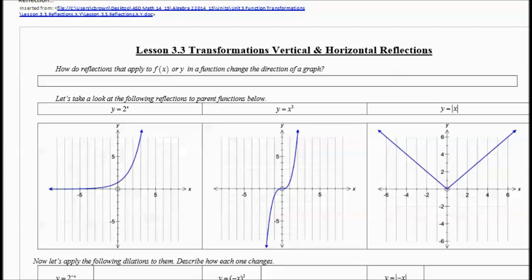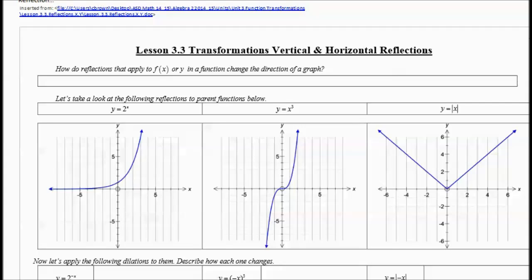So we learned that translations change the location of a graph. It moves it, shifts it, or whatever. Dilations change the size of a graph, and it expands it or contracts it, or shrinks it or compresses it, right? Or shrinks or stretches, right? So what we will learn with reflections is that it changes the direction. So it flips our graph horizontally or vertically, okay?